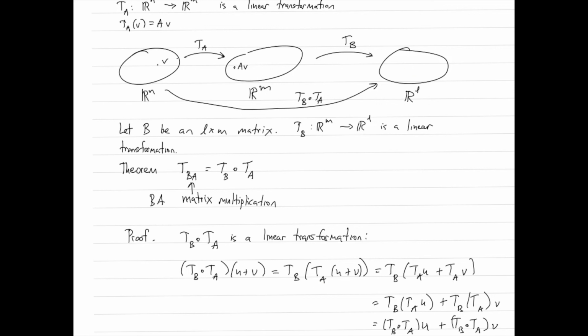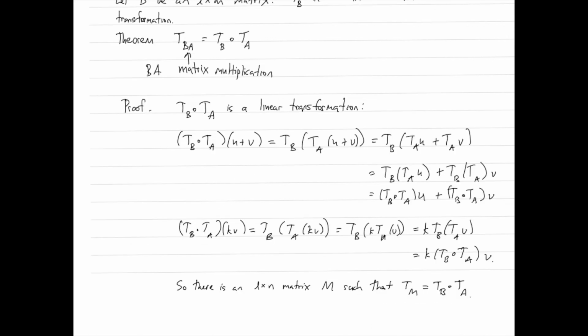Now, T sub A applied to u plus v: we've seen in a previous video that T sub A is a linear transformation, so T sub A applied to u plus v is T sub A applied to u plus T sub A applied to v. Similarly, T sub B is a linear transformation, and so T sub B applied to the sum of these two vectors, which live here in Rm, can be applied to each of those vectors individually and added.